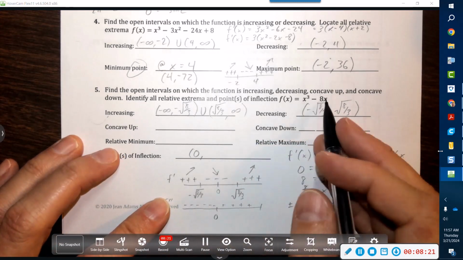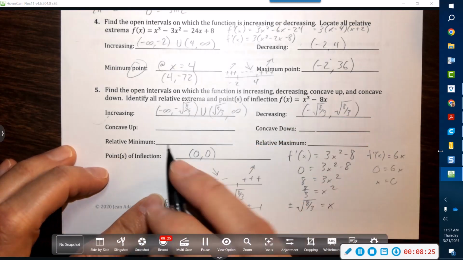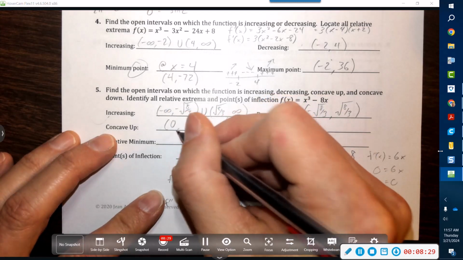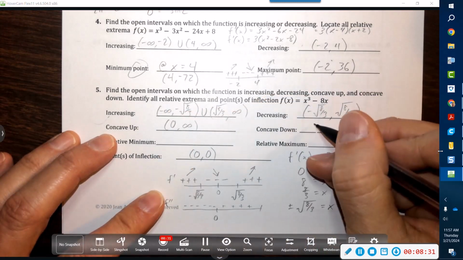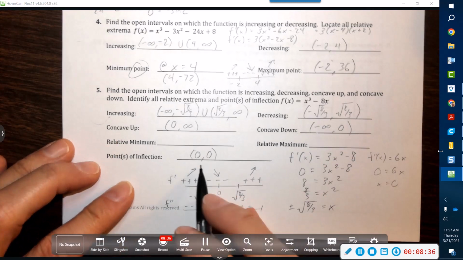And if we plug in a 0 here, the point of inflection is at 0, 0. It is concave up from 0 going all the way to infinity, and it's concave down from negative infinity all the way to 0. Then at 0, 0, it has a point of inflection.